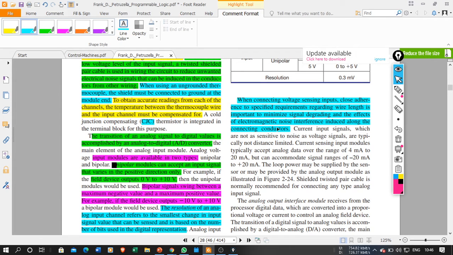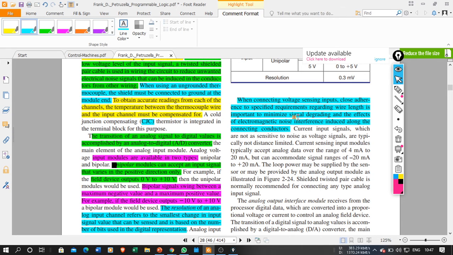electromagnetic noise interference, as well as we need to follow the requirement regarding the wire length to minimize the signal degrading. Signal degrading means what? The magnitude of the signal may get reduced. Okay, because if the length of the wire increases, what happens? The voltage drop increases. When the voltage drop increases, the signal strength also decreases. Okay, as voltage is directly proportional to the signal strength over here, and length is inversely proportional. When my length increases, the voltage decreases.